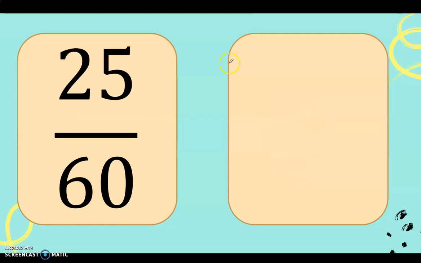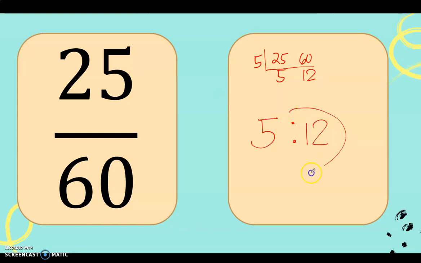Next, we have 25 over 60. So there is a common factor between 25 and 60, so we still get the lowest term. We have 5, this is 5, this is 12. So no common factor between 5 and 12. Therefore, since it's in fraction form, we write it in colon form, 5 is to 12. That's the answer.